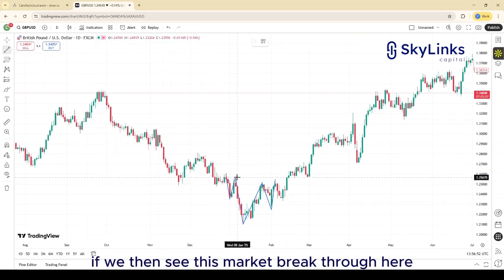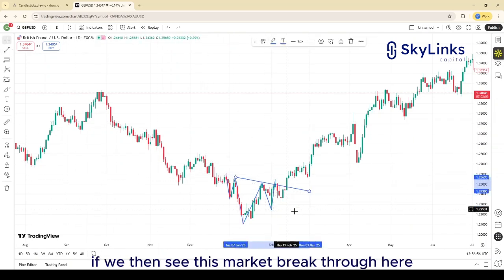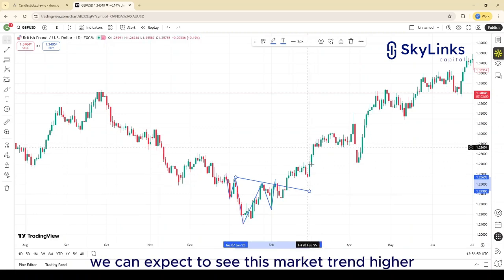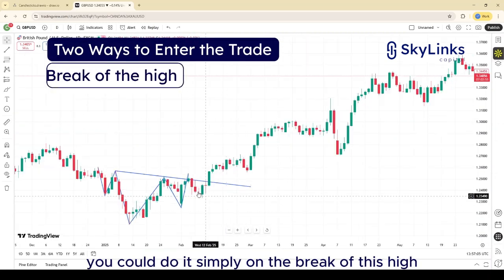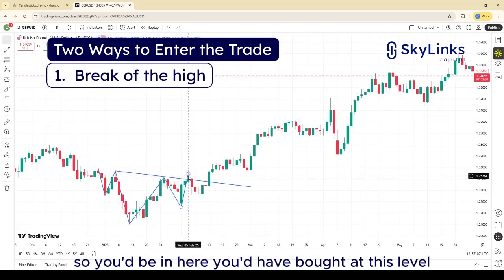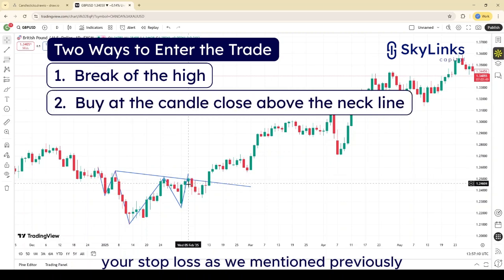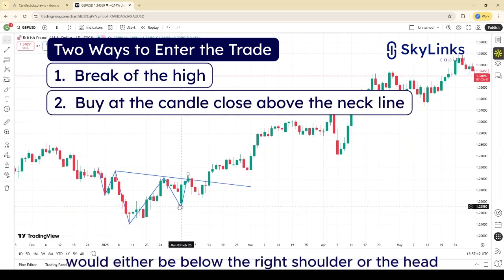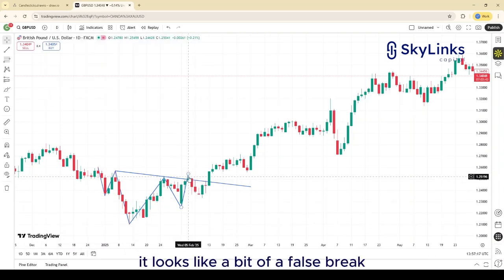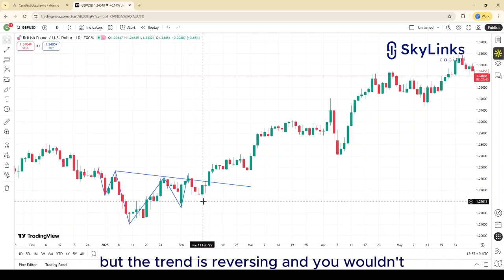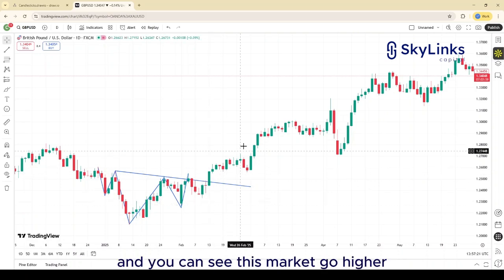If we then see this market break through here, we can expect to see this market trend higher. Two ways you could get into this trade. You could do it simply on the break of this high. So you'd be in here, you would have bought at this level. Your stop loss, as we mentioned previously, would either be below the right shoulder or the head, and in either instance it looks like a bit of a false break, but the trend is reversing and you wouldn't have got stopped out, and you can see this market go higher.